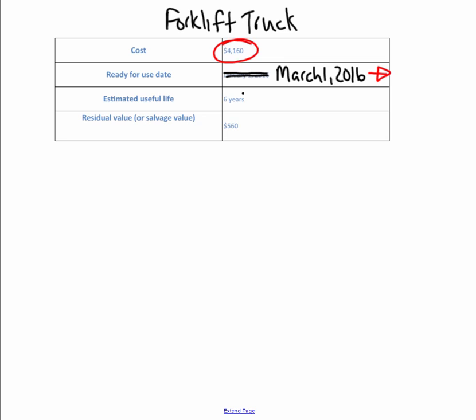When is our year-end date? Our year-end date, of course, is December 31st. We have to keep that in mind because we have to adjust for the amount of time it was in use.